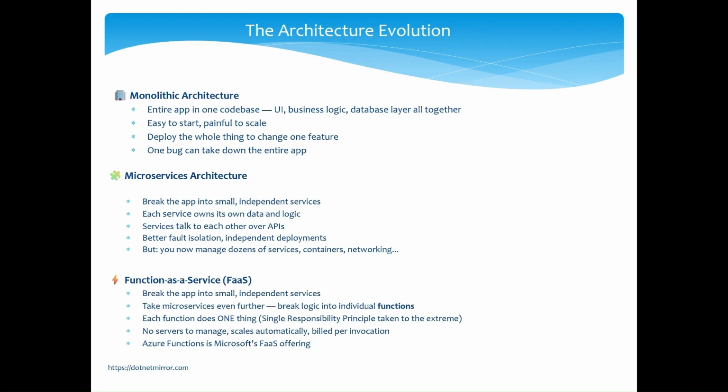Now we have arrived at FaaS, functions as a service. Think of this as taking microservices to the extreme. Instead of a service boat, we just have the logic. In FaaS, your application is a collection of individual functions. Each function does exactly one thing. Maybe one function just sends an email and another function just resizes a photo. You don't manage the boat, you don't even manage the water, you just provide the code. And the cloud provider handles everything else. This is the core of Azure Functions.